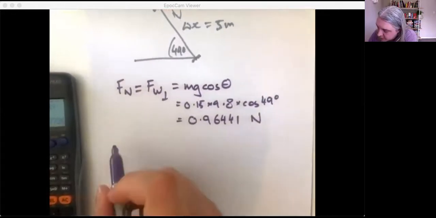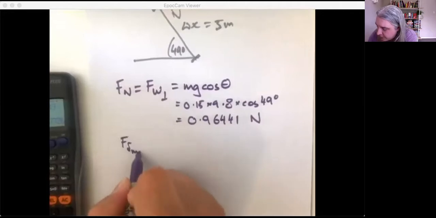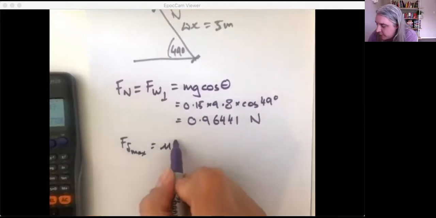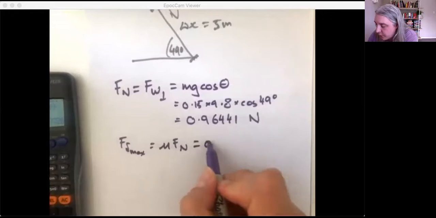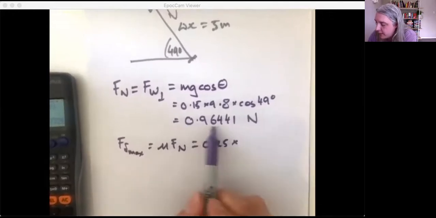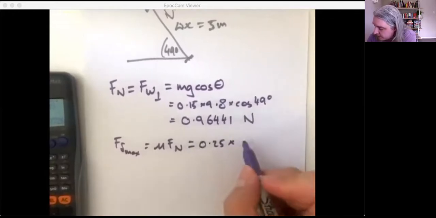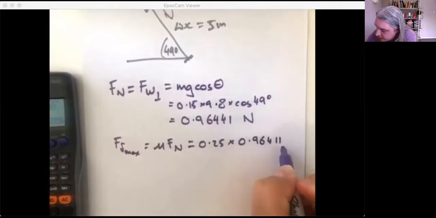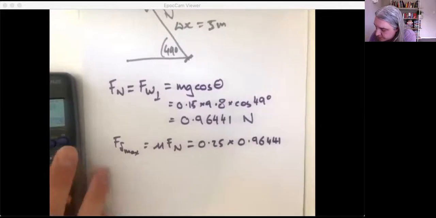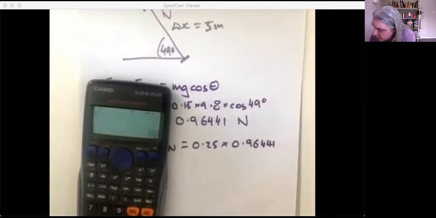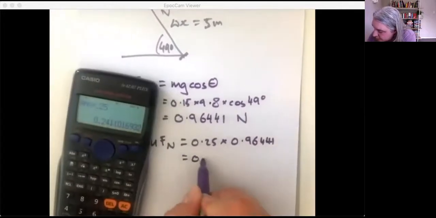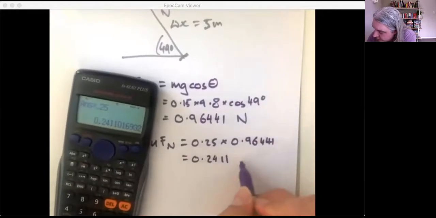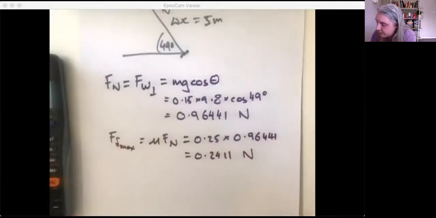Now we have our friction force. This is our maximum friction force, and it is equal to mu times Fn. Mu is still 0.25, but we now have the smaller normal force. So the maximum friction we can get is now 0.25 times what we just calculated. Answer times 0.25 is 0.2411 newtons. So that is our maximum friction force.